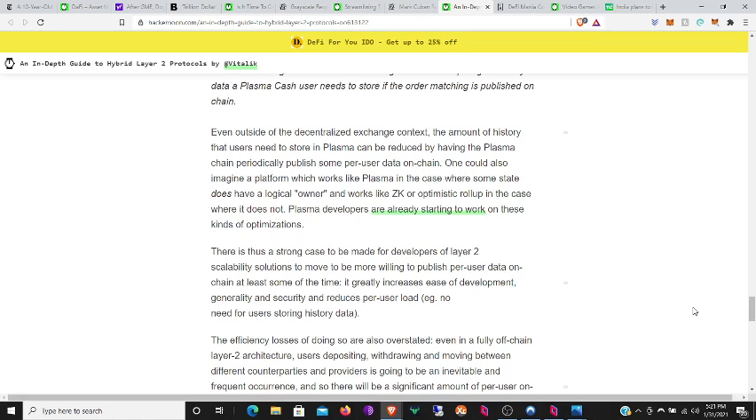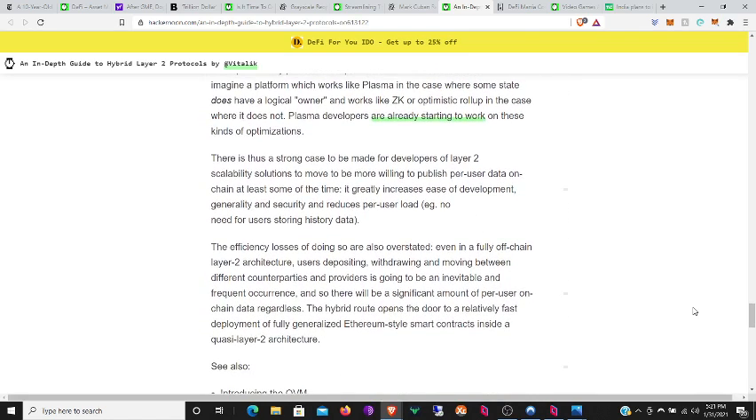There is thus a strong case to be made for developers of layer 2 scalability solutions to be more willing to publish pure user data on chain at least some of the time. It greatly increases ease of development, generality and security, and reduces per-user load, i.e. no need for users storing history data. The efficiency losses of doing so are also overstated.